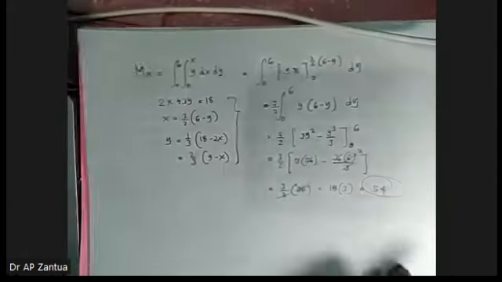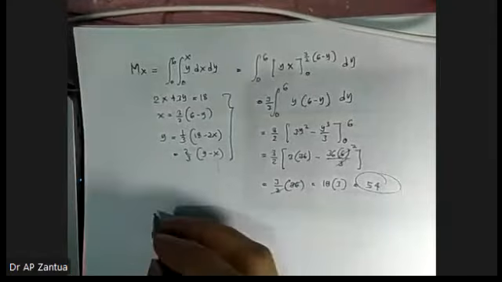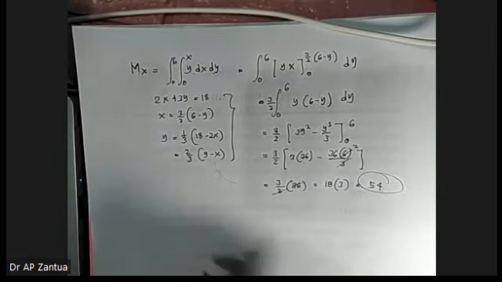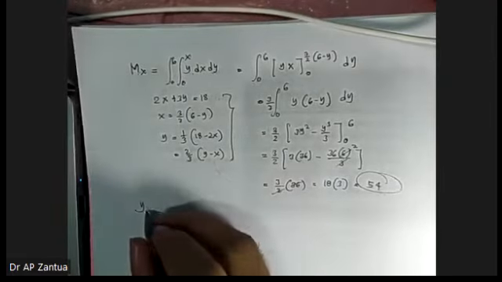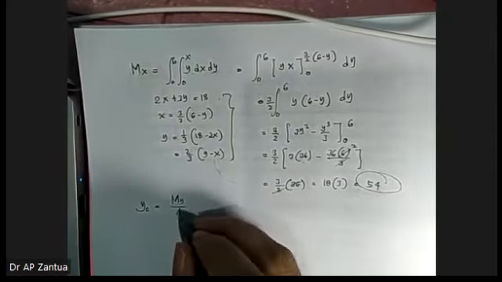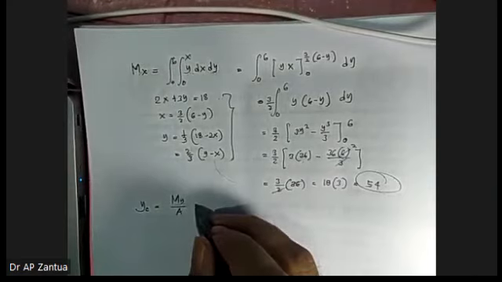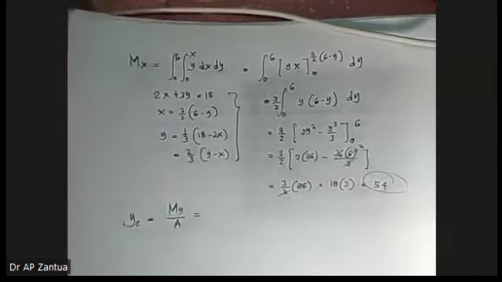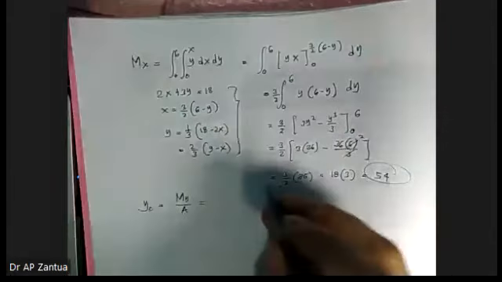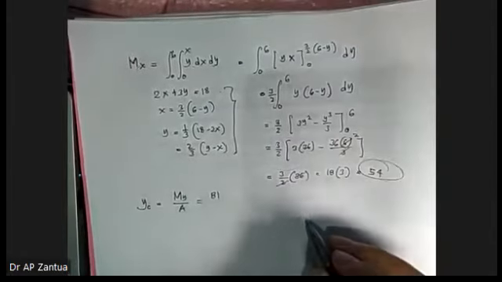So those are the values for Mx and My. So what is the centroid? The centroid is My over A. So what is our answer for My? My is 81. How about A?